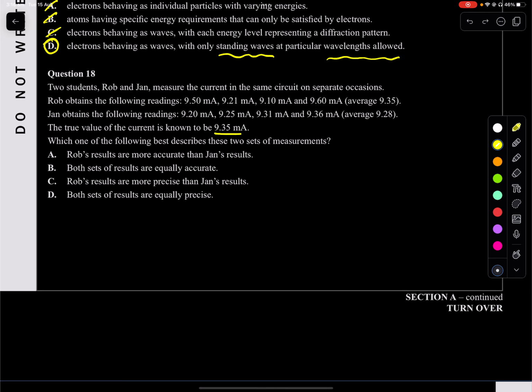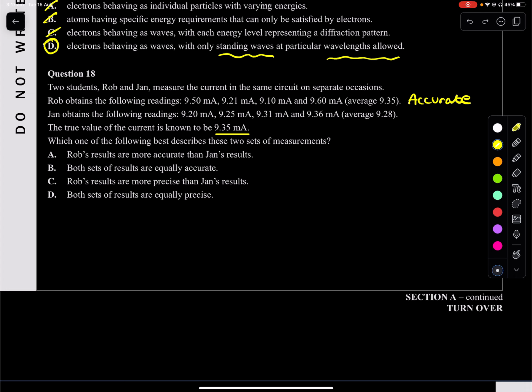Okay, because this is the true value, and we can see that Rob's average is the same, it would mean that he's more accurate. He's more accurate in his answer. And remember, accuracy is how close your mean value is to the real value. And yes, he's very close. He's got the same value. So it means his is more accurate, whereas Jane's is less accurate. What about precision?